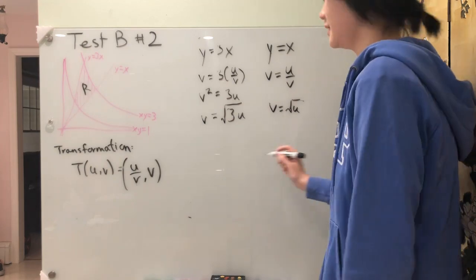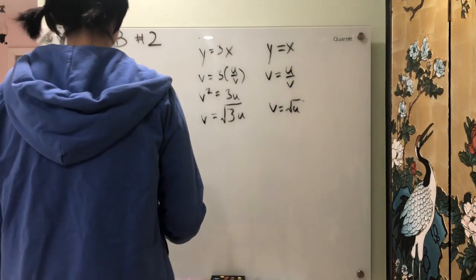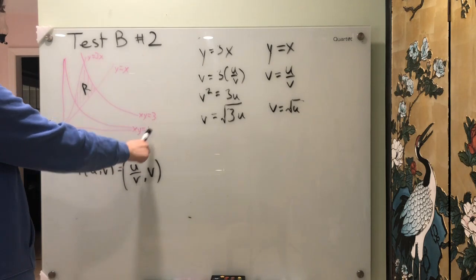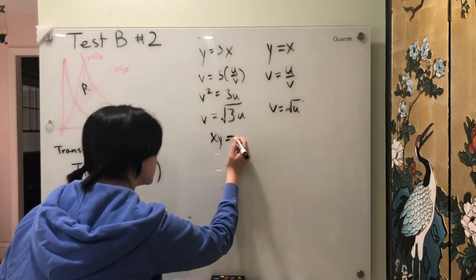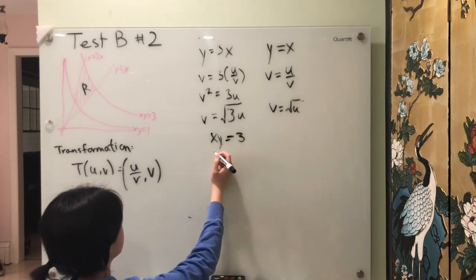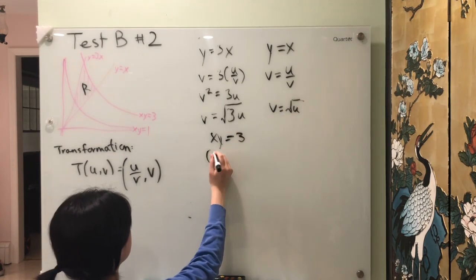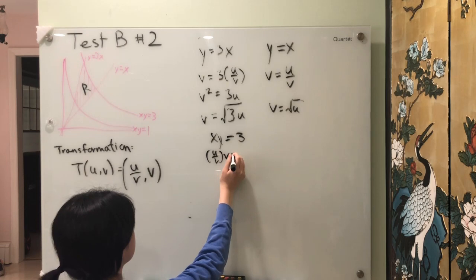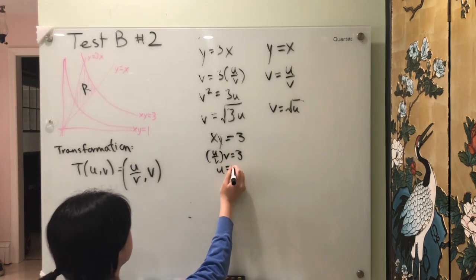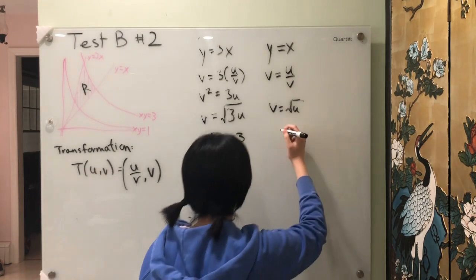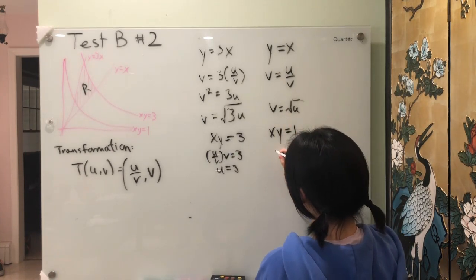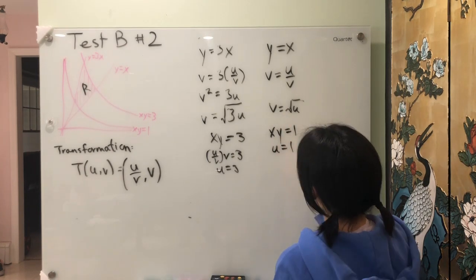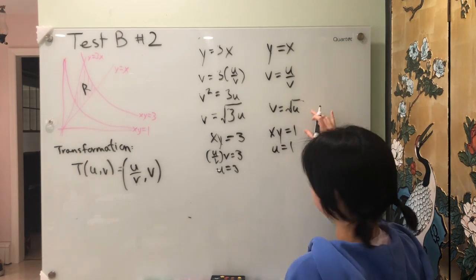Okay, and then we have two other lines, xy equals 3 and xy equals 1. So xy equals 3, you can plug in x and y again, so u over v times v equals 3, this just goes to u equals 3. And the other one is xy equals 1, so you plug it in again and then you get u equals 1. So these are our limits, and it has to be in the first quadrant.